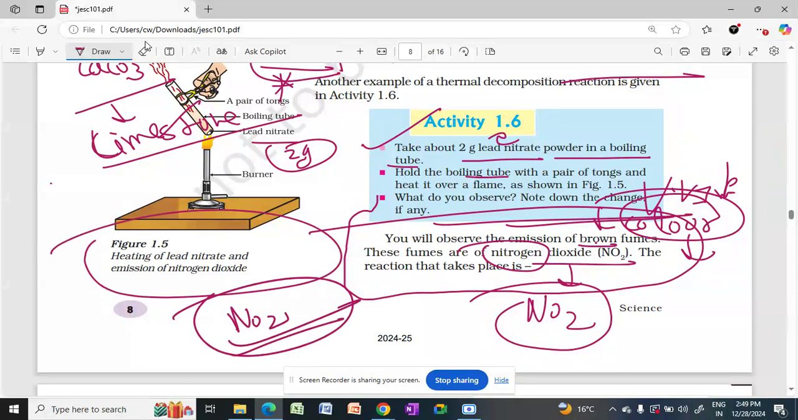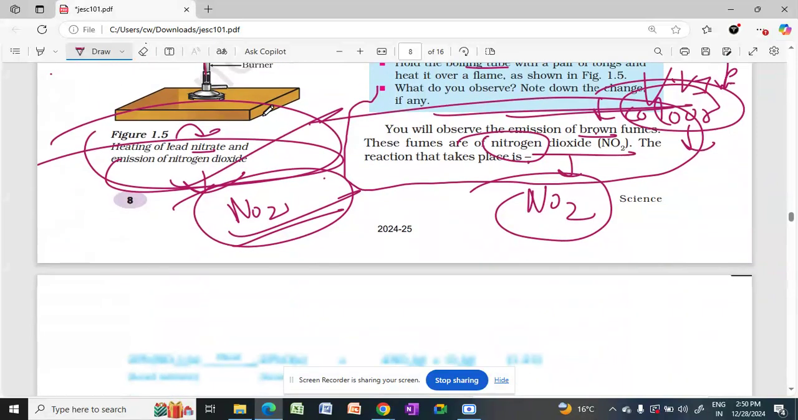Very important. Very easy and important also. Heating off, simply just imagination. Just imagine the things. This is a tube. Here you took the lead nitrate, and simply you have just put the burner here. You are just holding this tube, and here you can see that there is the emission of nitrogen dioxide. It's brown fumes. Clear?